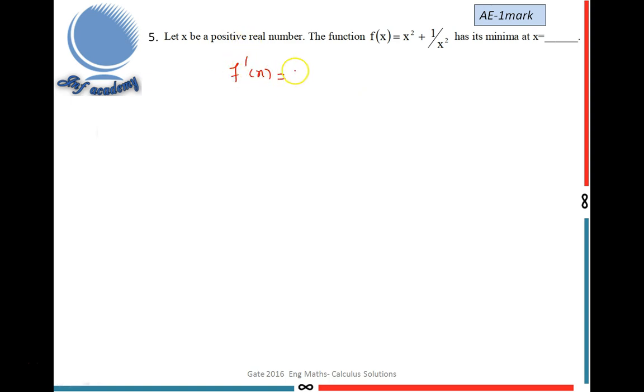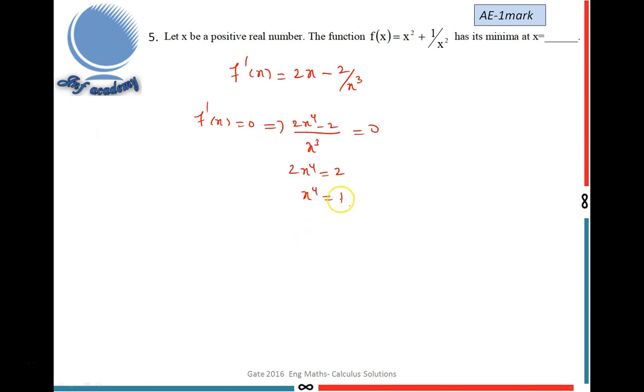f dash of x equal to 2x minus 2 by x cube, because the differentiation of 1 by x square is minus 2 into x power minus 3, that is minus 2 by x cube. Next I solve the equation f dash of x equal to 0, then only I get the critical points. So x cube is the LCM, 2x power 4 minus 2 equal to 0, that means 2x power 4 equal to 2, x power 4 equal to 1.